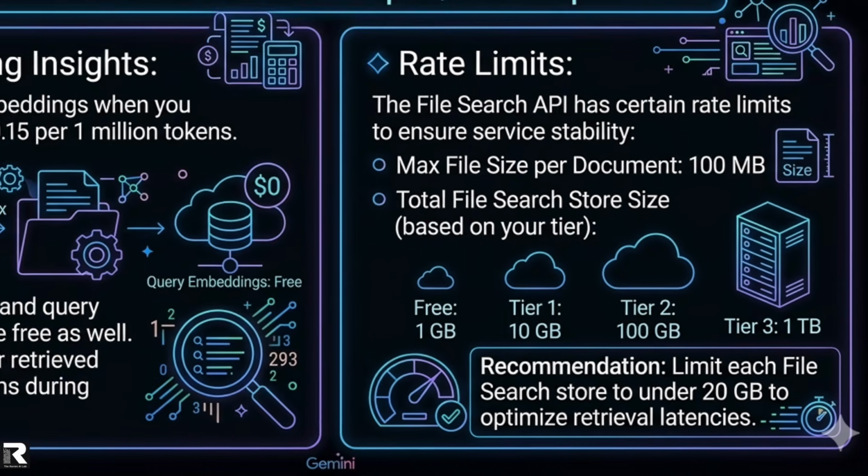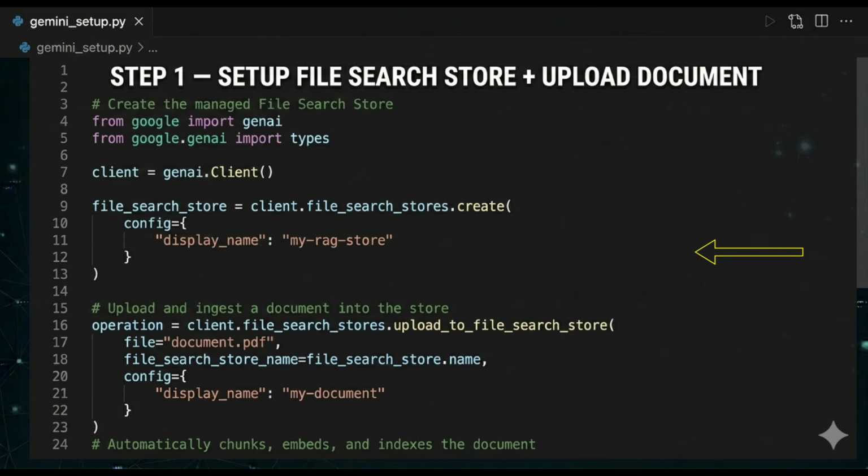This is what it looks like in code. You start by creating a file search store. This is basically a managed container where your documents live, so Gemini can retrieve from them later. One API call creates a retrieval system.